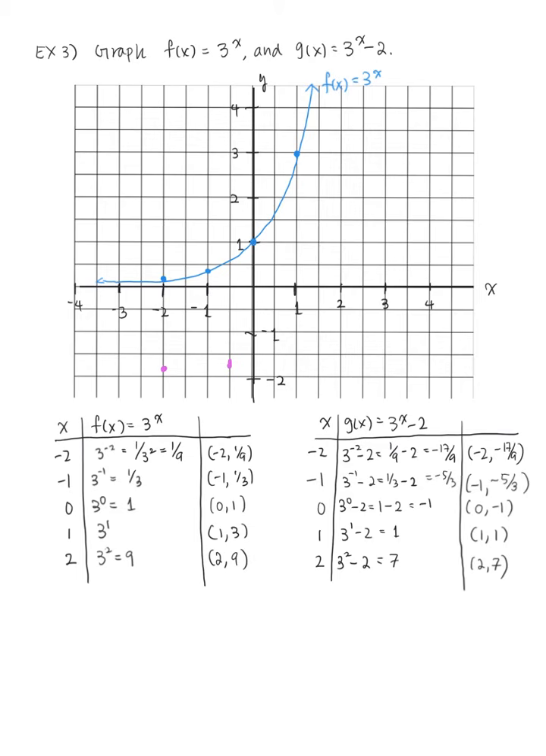And when x is 0, y is -1. That one was easy. And next one is 1 comma 1. And then 2 comma 7. So 7 is going to be outside of this grid. So I'm just going to connect what we have here. Oh my goodness, I'm doing the best I can here. Here we go. All right, so this is our graph of g of x equals 3 to the x minus 2.